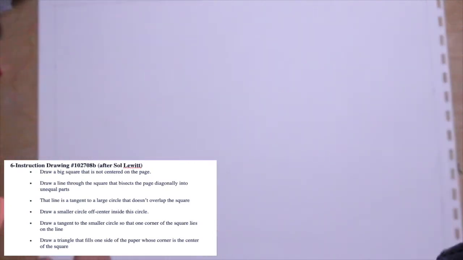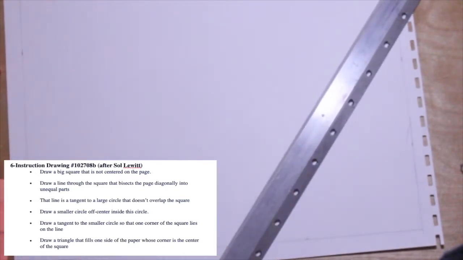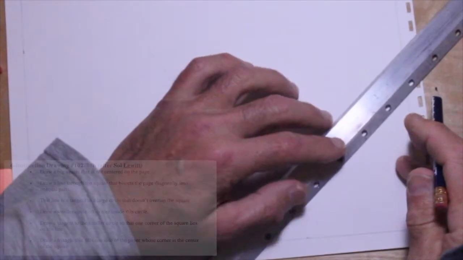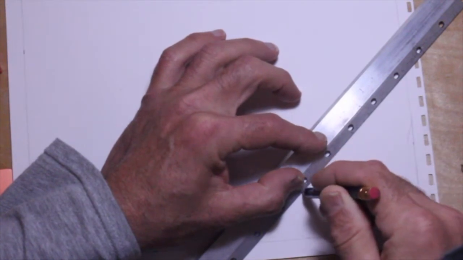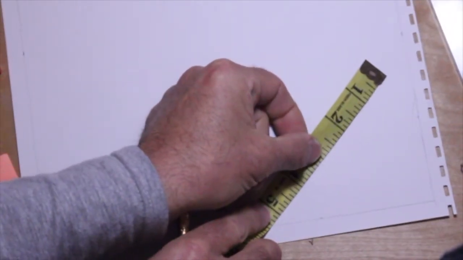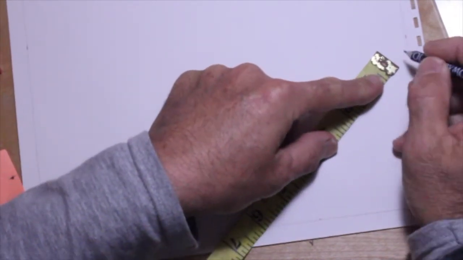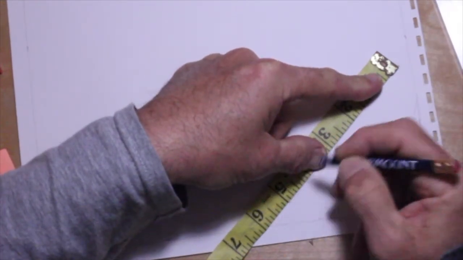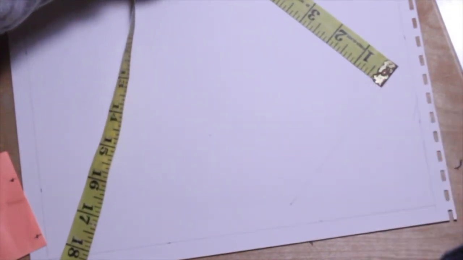The first direction says draw a big square that is not centered on the page. So I'm not going to center it, and of course I'm not going to copy the drawing that I've shown you. The big square that's not centered. So I'm going to go off of here, and I'm going to say this is my square. It's not centered on the page. The square is going to have to be the same size on all sides. So I got 4 inches here. I got 5 inches, about 5 inches. So if I go off of here, 5 inches, 5 inches, and I'm going to come out 5 inches here. 5 inches.